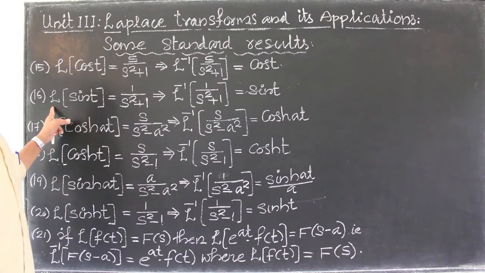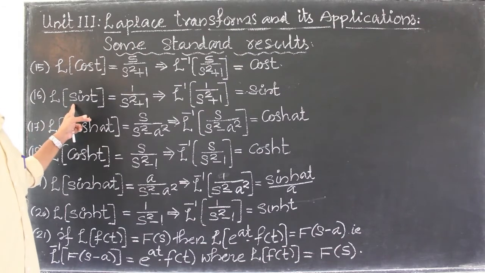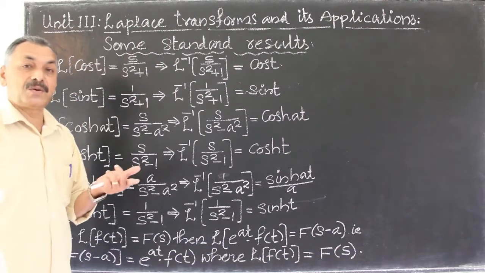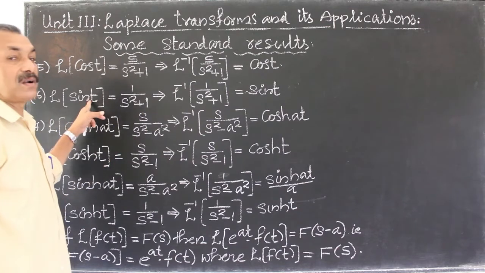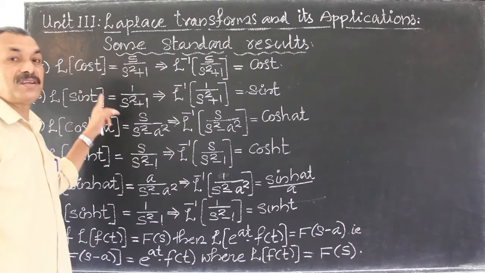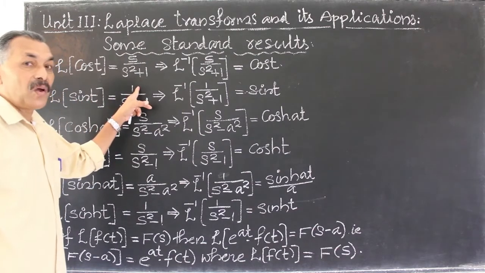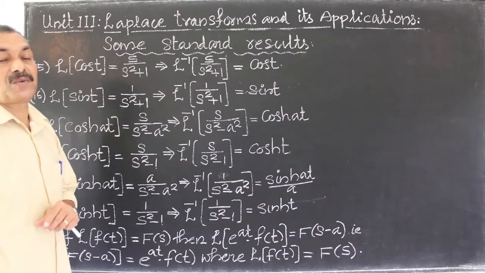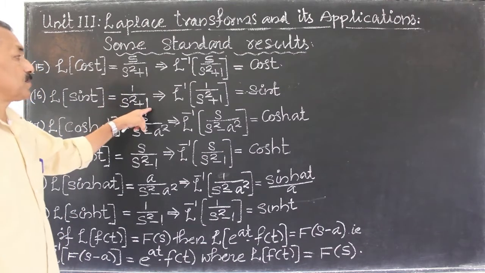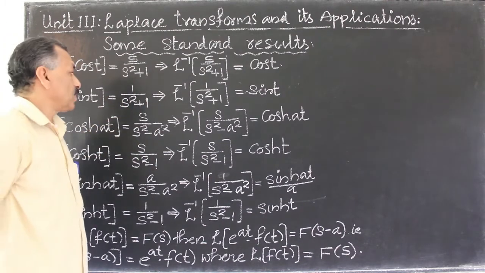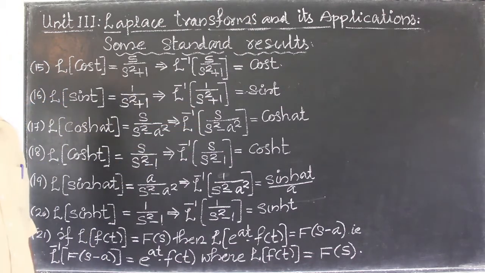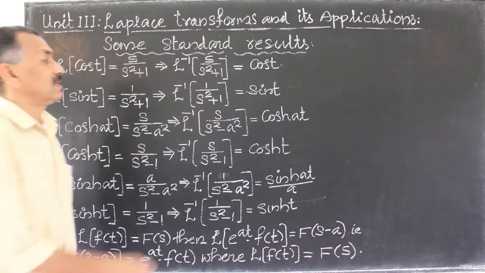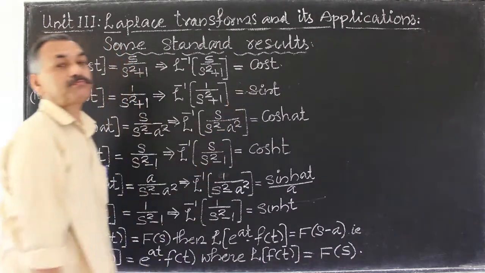Similarly, Laplace transform of sin t. Laplace transform of sin at is equal to a divided by s square plus a square. Here a is equal to 1. That is, Laplace transform of sin t is equal to 1 divided by s square plus 1 square, that is, 1 divided by s square plus 1. Therefore, Laplace inverse of 1 divided by s square plus 1 is equal to sin t.